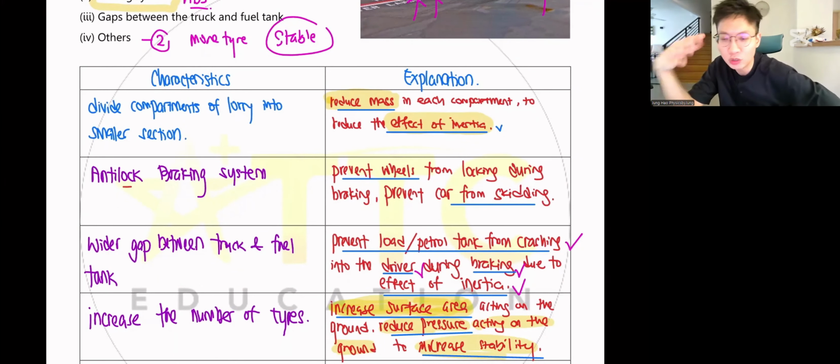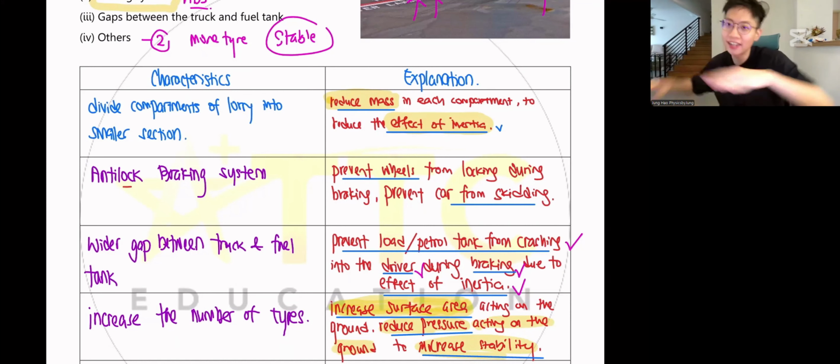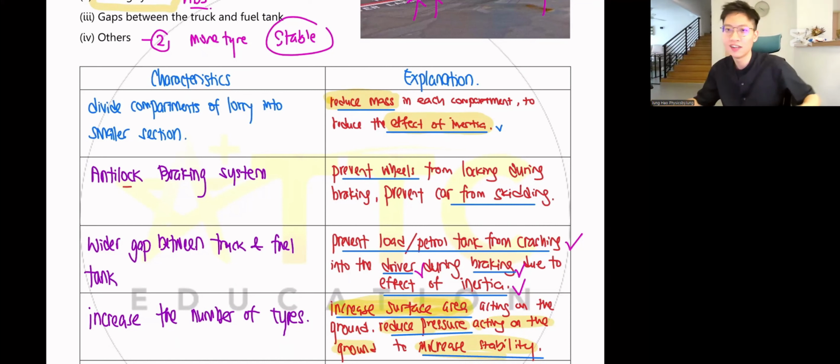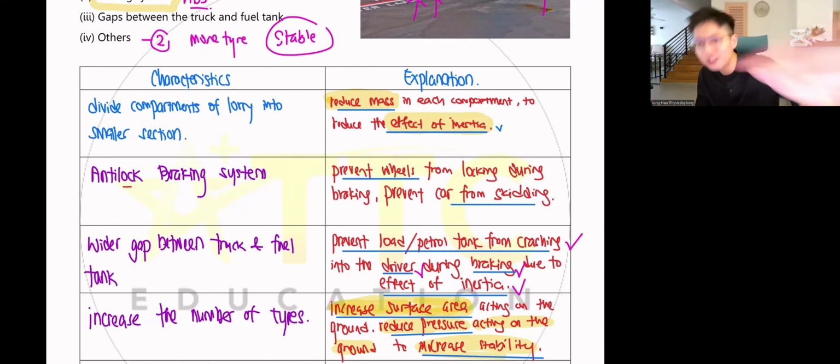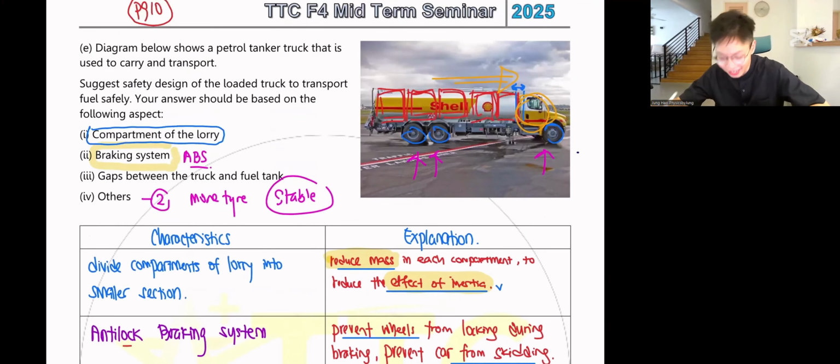Imagine, let's say, today you all wear high heels. Do you think you can run with high heels? Cannot, right? Because your leg will be not stable like that. So the reason why we increase the number of tires is to increase the surface area, we reduce the pressure, so we can increase the stability. Okay, and then the last one, guys.